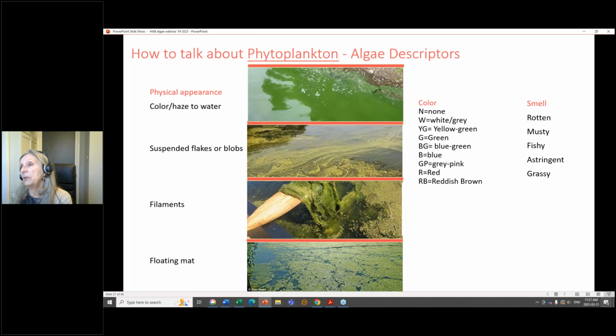How do you talk about or describe phytoplankton? Well, first of all, they can either appear as a haze to the water or a color to the water, or suspended blobs, filaments, or a floating mat with these colors and these smells.